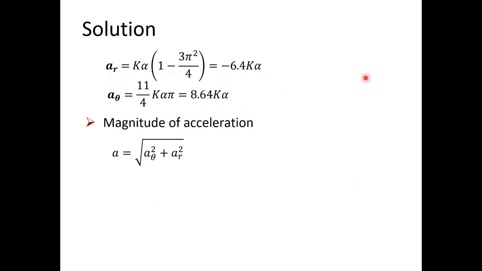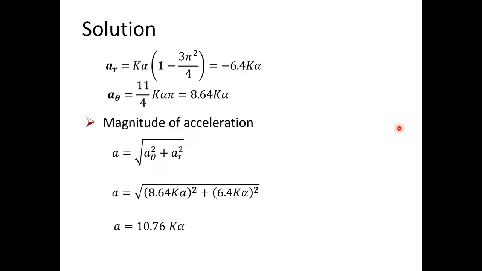And the magnitude of acceleration, we know, has to be the square root of the square of the theta component plus the square of the r component. Those two components we found. So if you substitute these quantities over here and take the square root, you will find the magnitude of acceleration. That will be 10.76 k alpha.